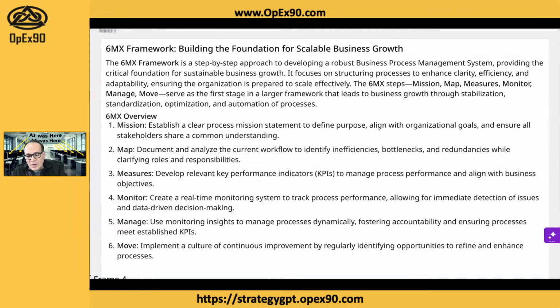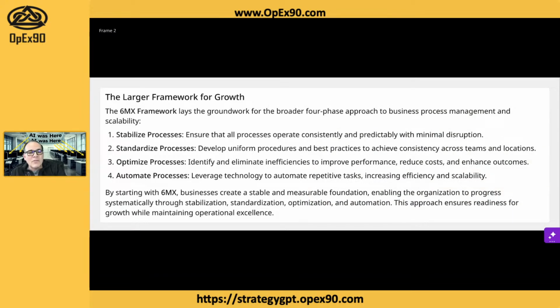And this is part, I'm going to go back, this is part of a bigger overall strategy. So we're going to stabilize our processes, right? We're understanding how our process is operating. Once we get it stabilized and we get these 6MX metrics in place, we can do this again.